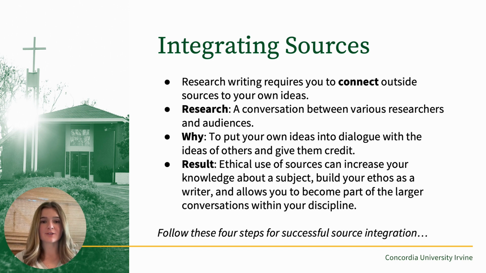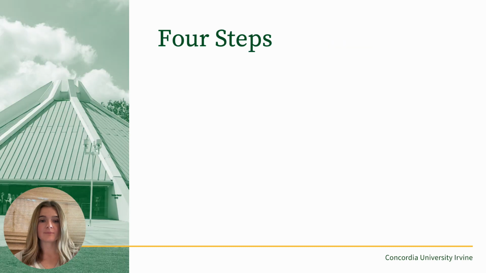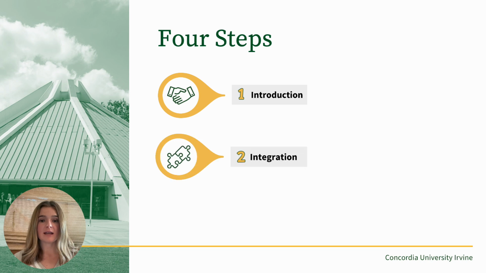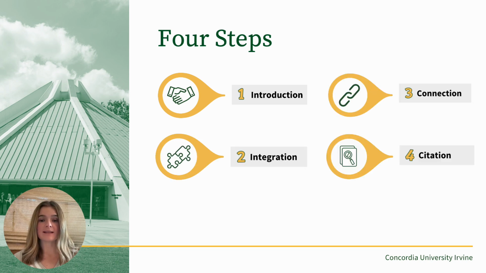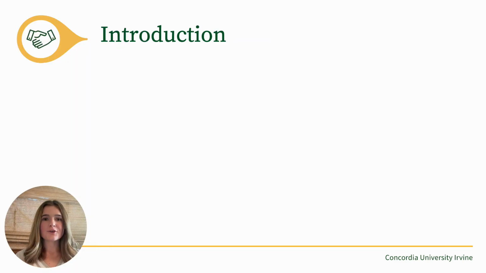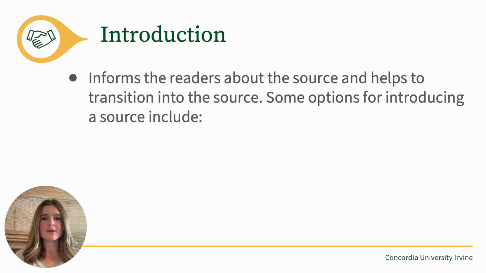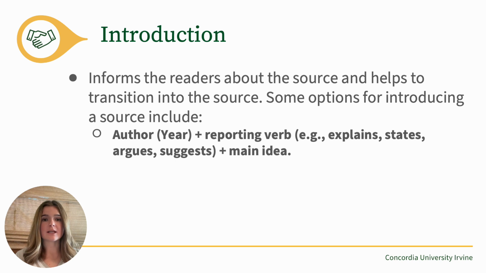Let's look at these 4 steps for successful source integration. The 4 steps to integrate sources include introducing the source, integrating the source into your paragraph, connecting the source with your analysis, and citing the source. The first step is the introduction. The reason we introduce sources is to inform the readers about the source, which helps to transition your reader into the source. To introduce a source, include an APA citation with the author, plus the date in parentheses, plus a reporting verb, like explains, states, argues, or suggests, and the main idea.